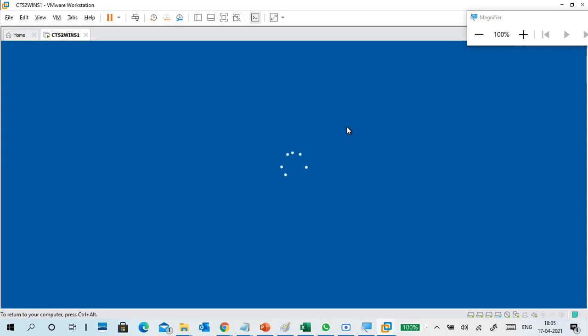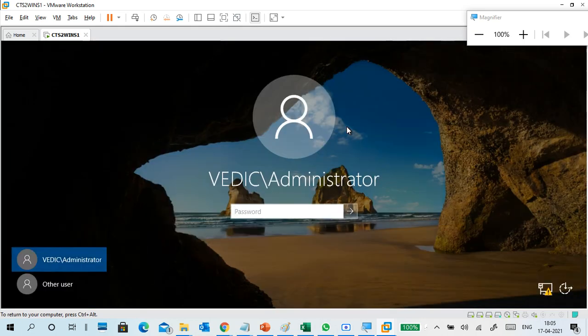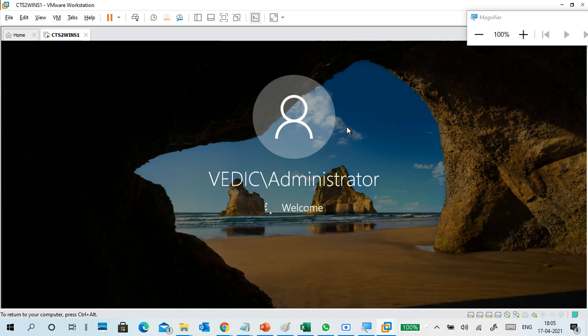So I'm logging in to my server. It is taking more than the required time, but I want to complete it. If I do it, then you can do it easily.